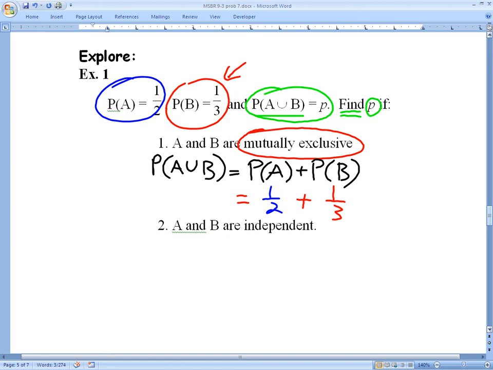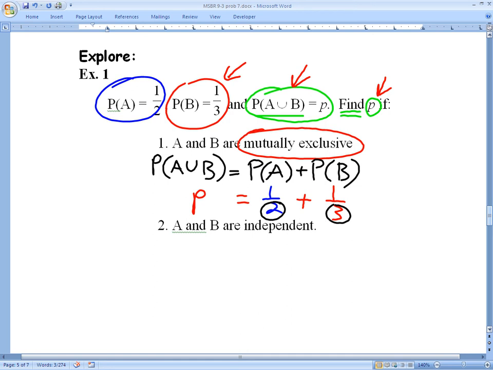Now the probability of A or B. Well, they told us that as well. It's little p. And what was the problem asking? It was asking for us to find little p. So let's combine these fractions. Notice the denominators are not the same. In order to add fractions, you need to have a common denominator.